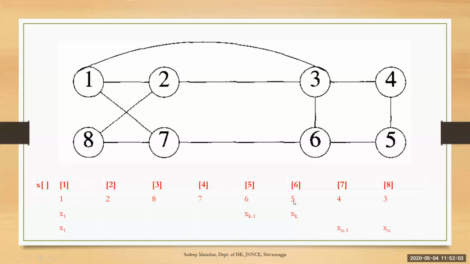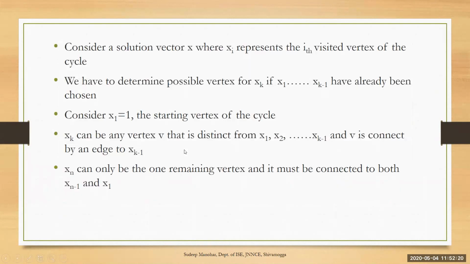So in the program, you have to make use of an adjacency matrix. By looking at the adjacency matrix, you can come to know whether the chosen vertex 5 has an edge from 6, that is xk minus 1. And V is connected by an edge to xk minus 1. So that is the meaning of that.